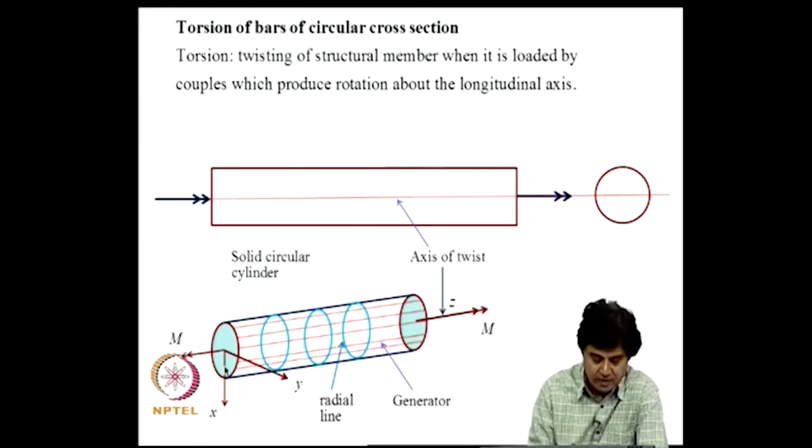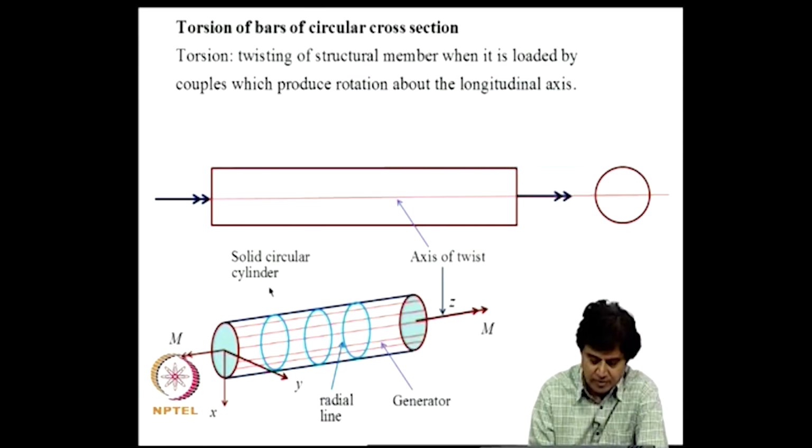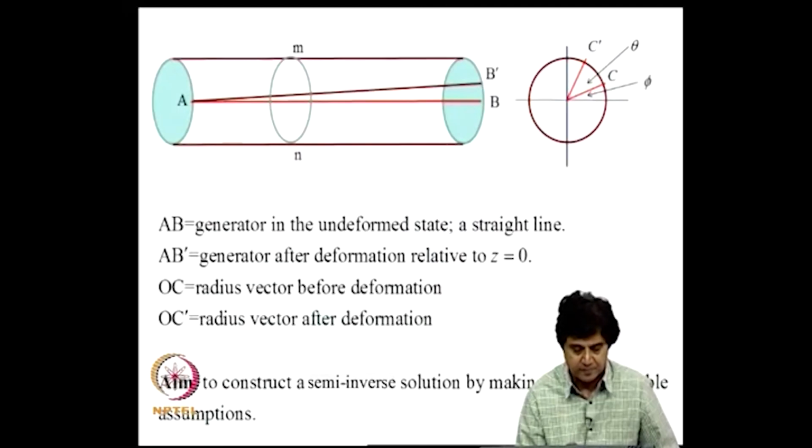So, let us consider let M be the end couple, and we call this axis, the longitudinal axis, as the axis of twist. So, we will call that as z axis, this is y axis and this is x axis. So, z axis is the axis of twist, and we call lines that are parallel to z axis as shown here as generators, and these lines which are shown here are called radial lines. Now, we are basically considering a solid circular cylinder that we should notice. So, now let us see what kind of deformation we can postulate for this structure.